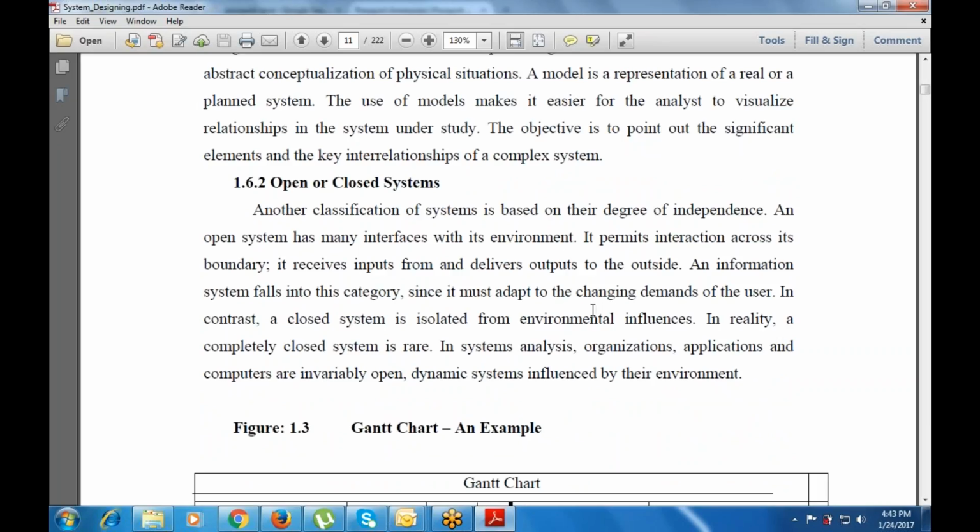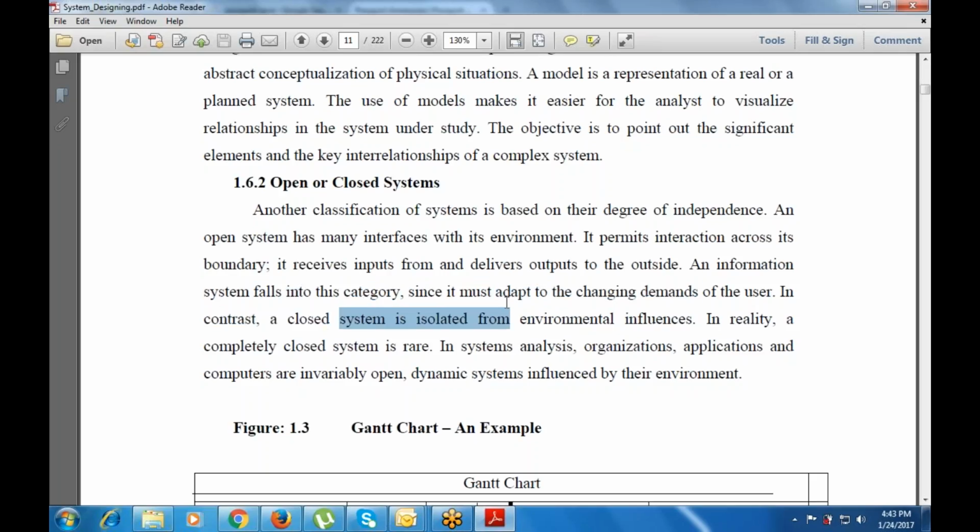The next one is the open or closed system. Another classification of systems is based on the degree of their interdependence or independence. An open system has many interfaces with the environment that permit interaction across its boundary. It receives input from and delivers output to the outside. The information system falls into this category since it must adapt to the changing demands of the user.